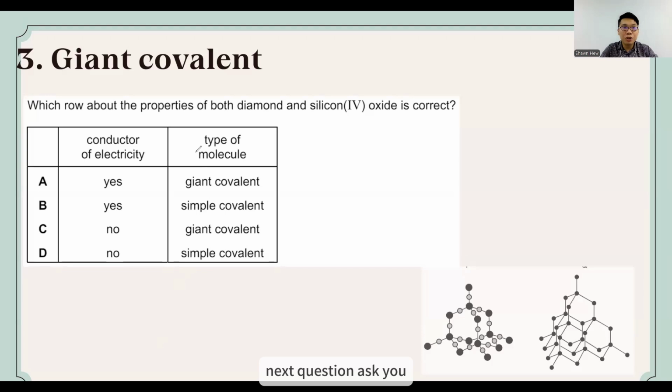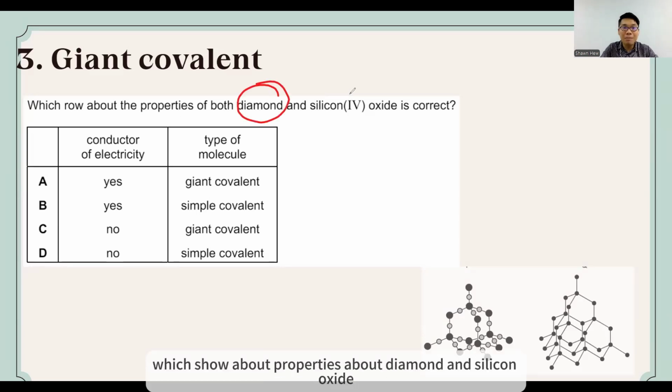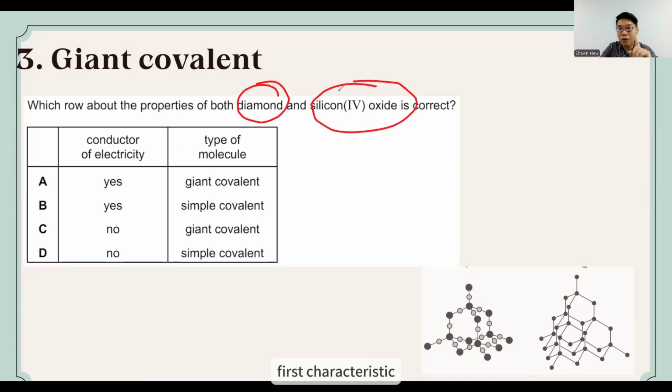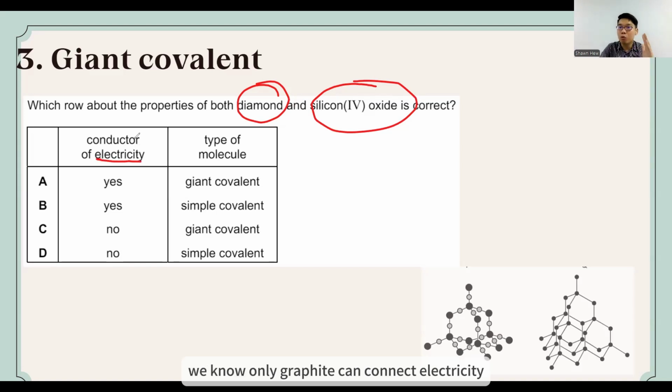Next question asks you about properties of diamond and silicon oxide. First characteristic, they're asking about conduction of electricity. We know only graphite can conduct electricity. And then the type of molecule, we know giant covalent covers diamond, silicon dioxide, and also graphite. So it's C.